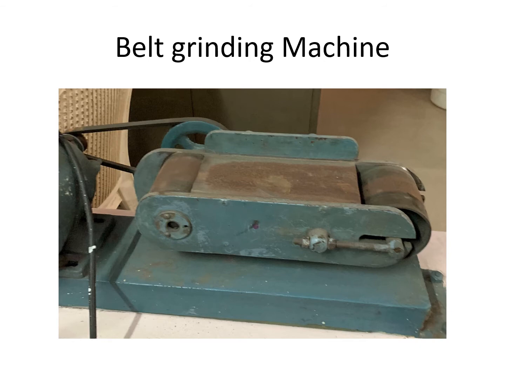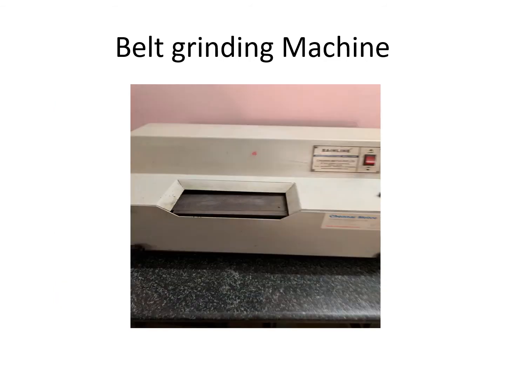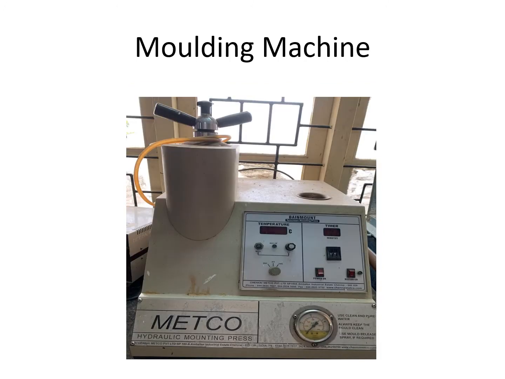Those scratches produced on the grinding machine will be removed using the belt grinder. And this is another type of belt grinding machine. And this is a mold making machine. Solid samples can be prepared directly from the grinding machine or belt grinder.